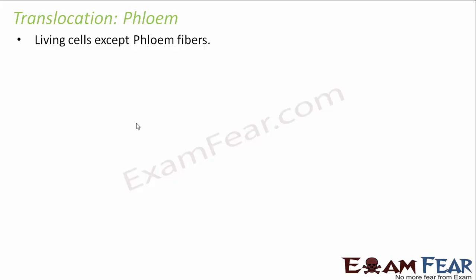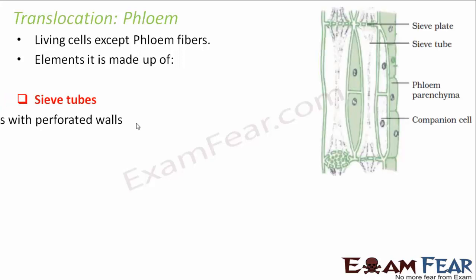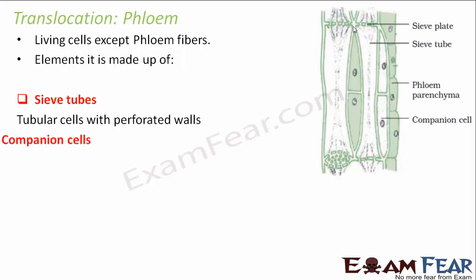Let us quickly look at the phloem tissues. Phloem are generally living cells except the phloem fibers. So this is also made up of several elements. Let us quickly have a look at the phloem elements. They have sieve tubes. These sieve tubes are tubular cells with perforated cell walls. So if you see, their cell walls have perforations, and these perforations and the plate are known as the sieve plates. These perforations are basically known as the sieve. That is why they are called sieve tubes.